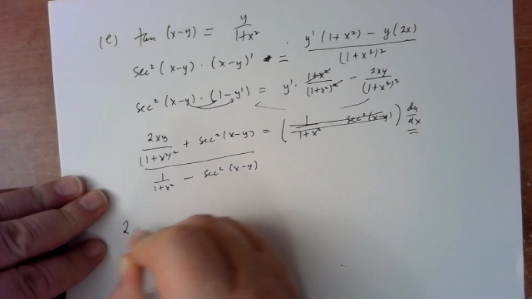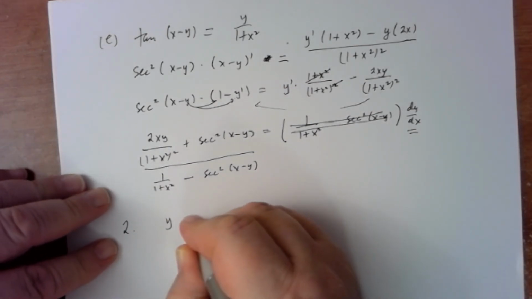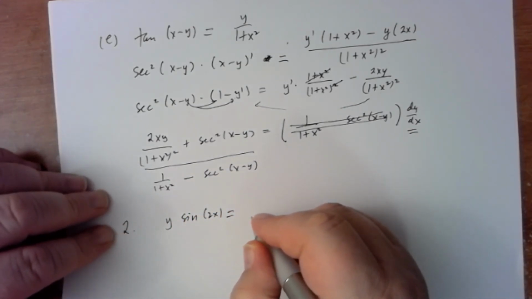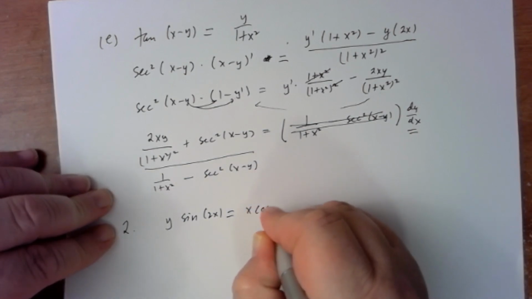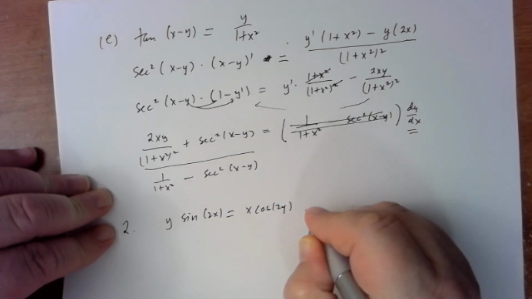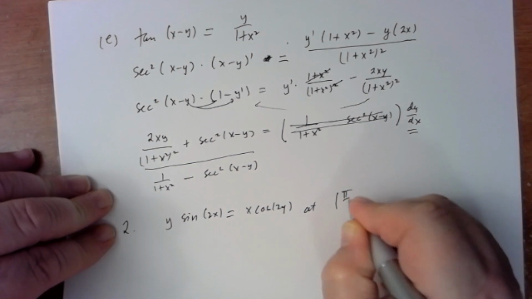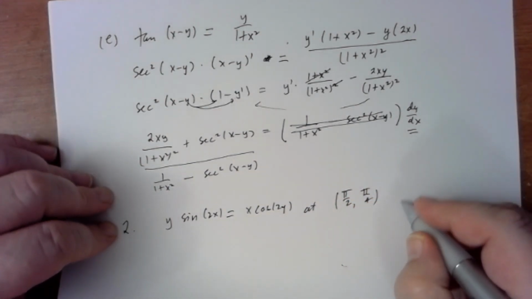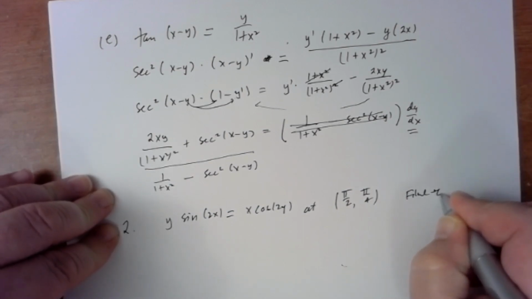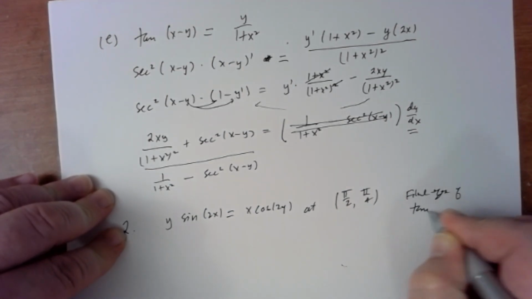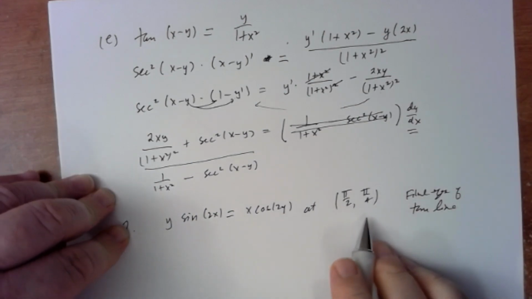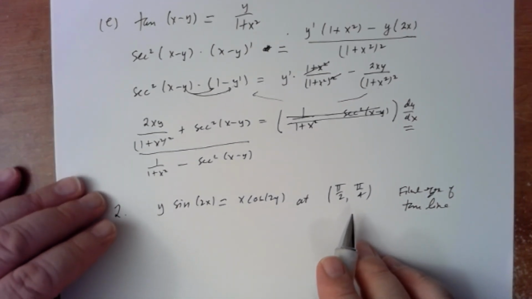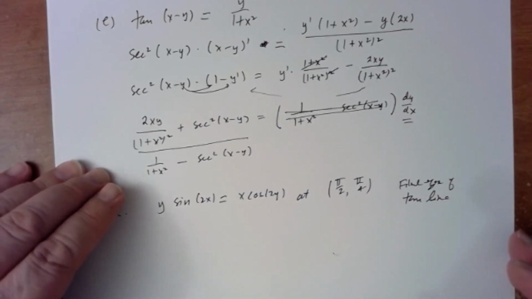So how about number 2? We have y sine of 2x is equal to x cosine of 2y, and we're at the point pi over 2, pi over 4, and we want to find the equation of the tangent line. Good, so we know the point that the line goes through, so next we just need to find the value of the derivative at that point.